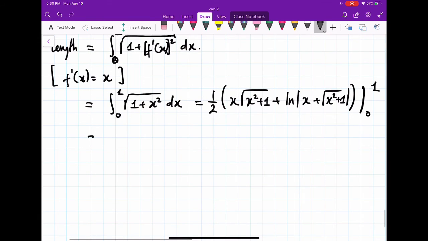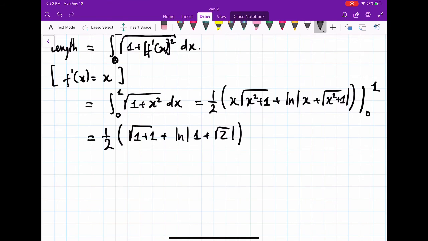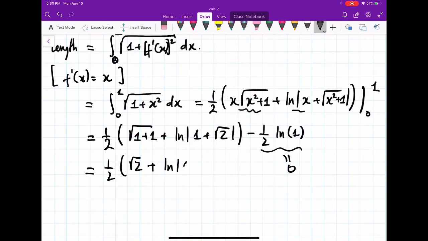So at 1 we have 1 over 2 square root of 1 plus 1 plus ln of 1 plus square root of 2, minus 1 over 2 at 0. This guy is just 0, and we only have this guy, so that is, well, it's 1, so this part is also 0. Perfect. The answer is just 1 over 2 square root of 2 plus ln of 1 plus square root of 2, right? Yeah, that's what we have.